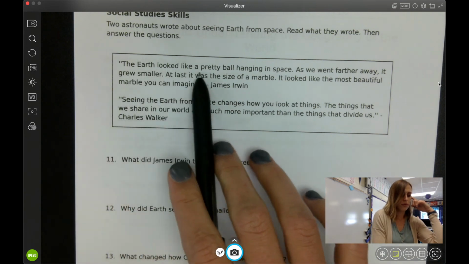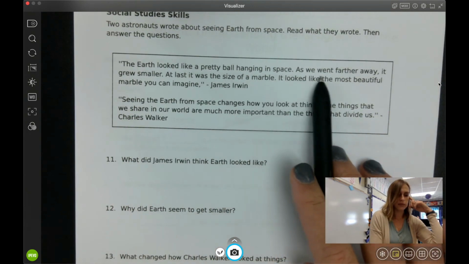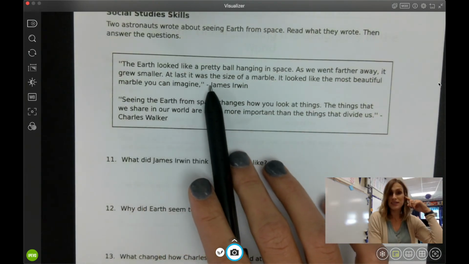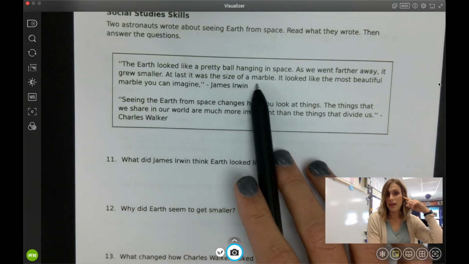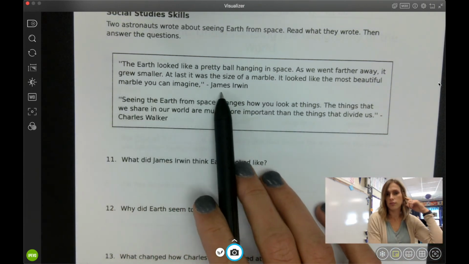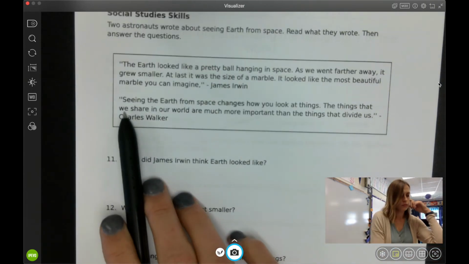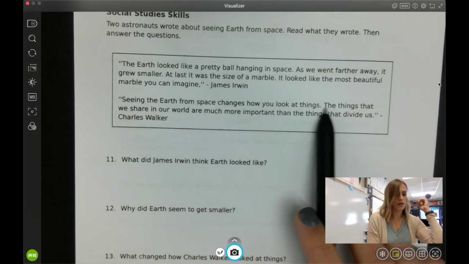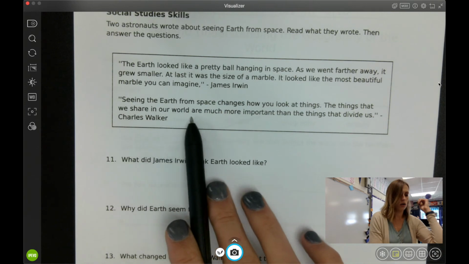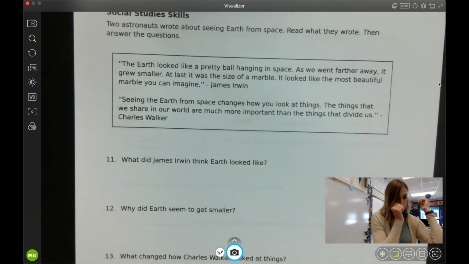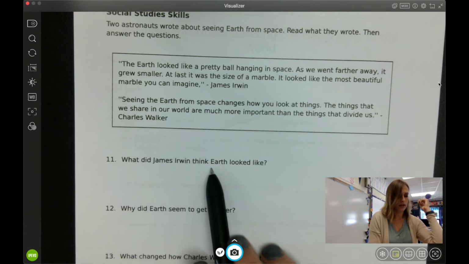Earth looked like a pretty ball hanging in space. As we went farther away, it grew smaller. At last, it was the size of a marble. It looked like the most beautiful marble you can imagine. James Irwin. Seeing the Earth from space changes how you look at things. The things that we share in our world are much more important than the things that divide us. Charles Walker.